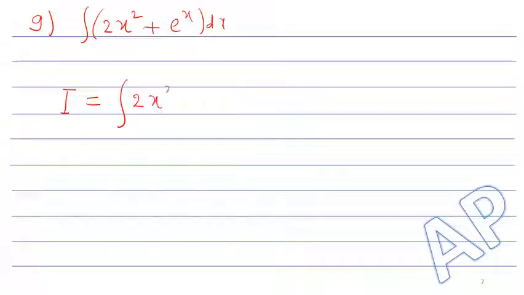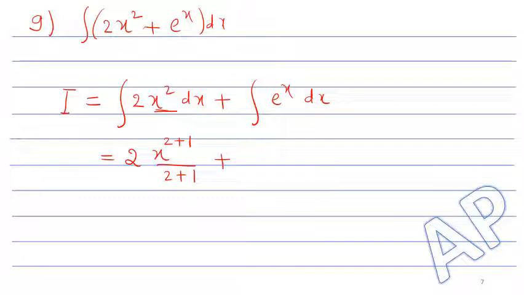Next we'll solve question number 9, that is integral 2x square plus e to the power of x dx. I will consider the required integral I as integral 2x square dx plus integral e to the power of x dx. So 2 is a constant and we can apply the formula here. Integral x square is x to the power of 2 plus 1 by 2 plus 1, plus integral e to the power of x is e to the power of x plus c.